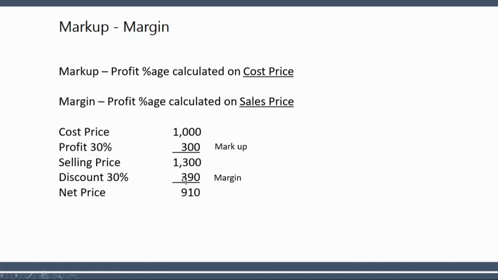30%, if you take it from 1,300, this is called margin. But 30% if you take it from 1,000, that is called markup. So whenever you are faced with a situation where somebody says that profit is 20%, you must ask, is it 20% markup or is it 20% margin? Because these two are different numbers.